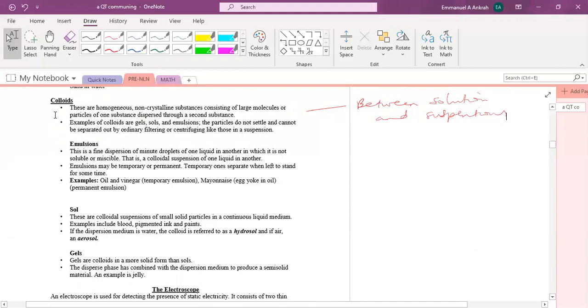Right. So you should be able to identify different types of colloids: emulsions, sols, and gels, right? And then the different examples.